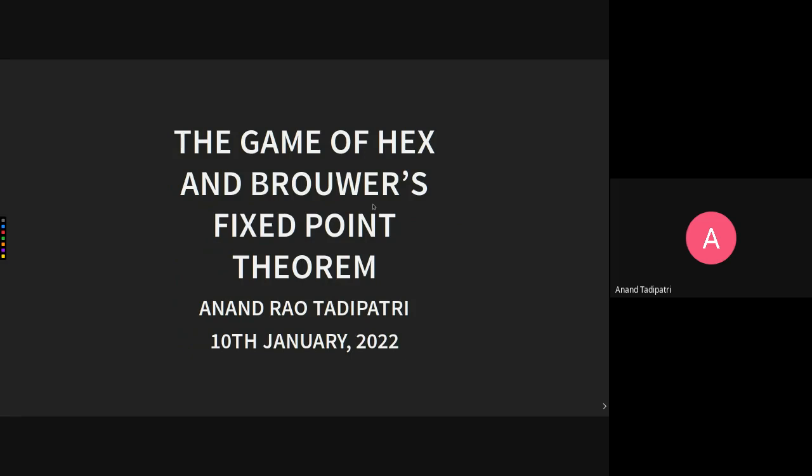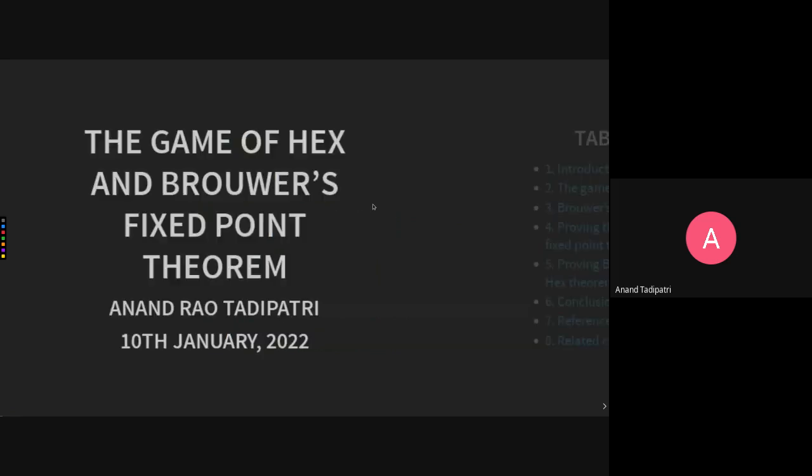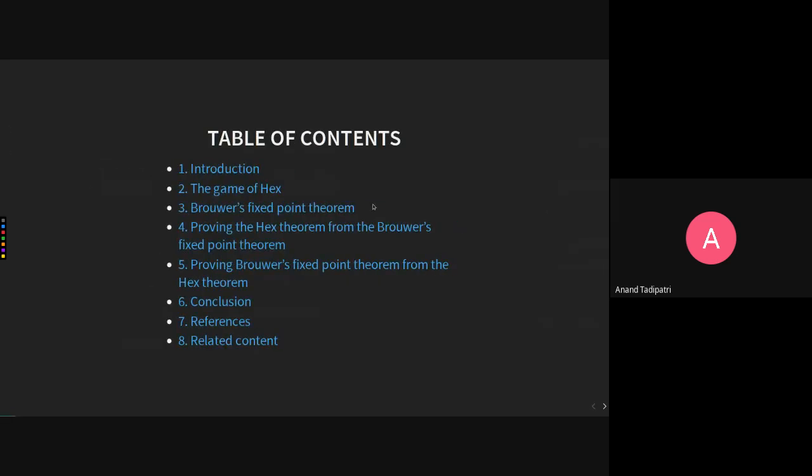Right. So today I'll be talking about this connection between two seemingly unrelated things. On one hand, we have this game called Hex. It's a board game very similar to tic tac toe, as we'll see soon. And on the other hand, we have this theorem concerning disks and maps and fixed points. It's a very fundamental result in algebraic topology called Brouwer's fixed point theorem. So this talk will be about the connection between the two.